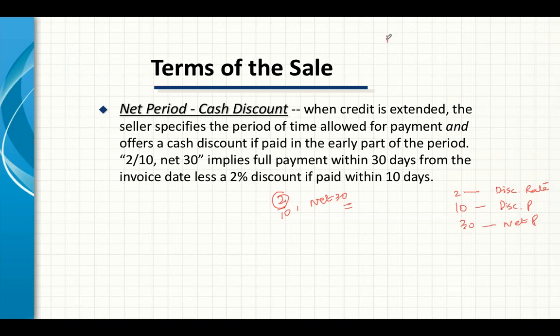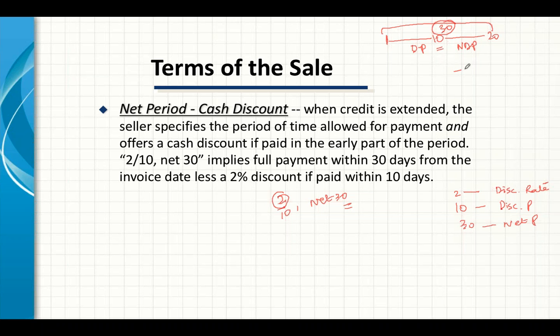So here from the invoice date you have 10 days. After the discount period you have 20 days. The total days are 30 days. So this is a discount period and the remaining is called net period, no discount period. Total credit given by your supplier is 30 days. Within that you have discount period 10 days, and non-discount period 20 days. Therefore it will become 10 plus 20, 30 days.